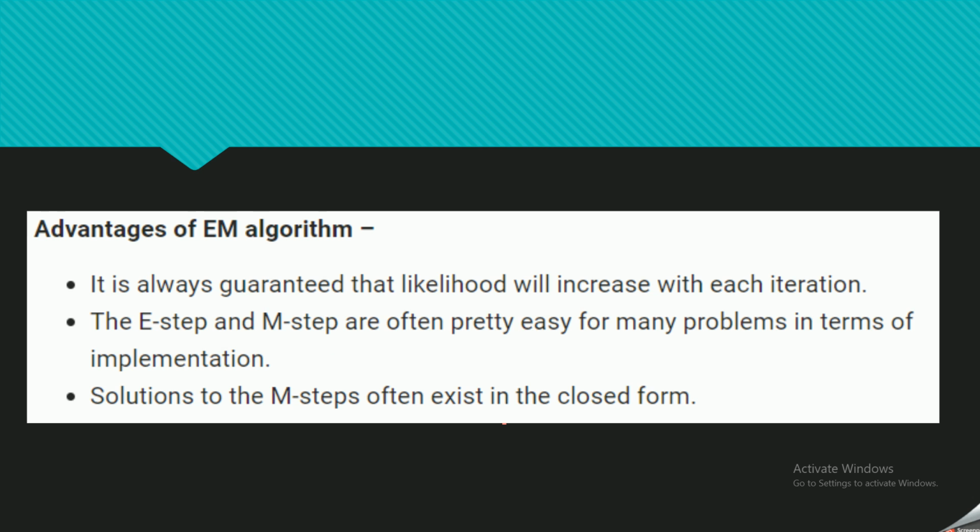Advantages: it is always guaranteed that likelihood will increase with each iteration. So every time we find out a new value of the missing data, the probability increases. The E step and M step are often pretty easy for many problems in terms of implementation. Solution to M steps often exist in closed form.